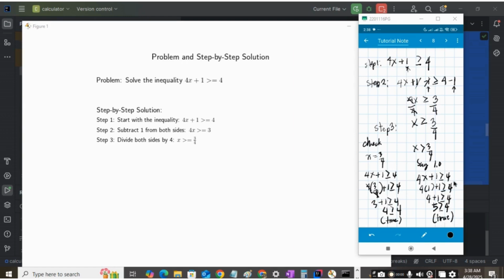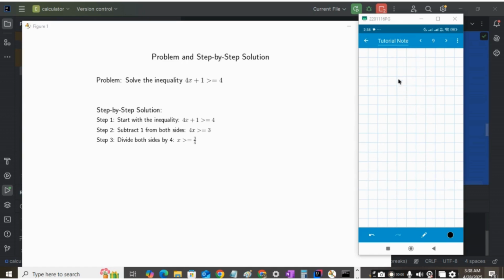So let's check if, for example, x is less than 3/4. As we all know, the solution is x greater than or equal to 3/4. But let's see if, say, it is less than 3/4. Let's agree on the number 0, for example. That's quite easy to substitute. 4x plus 1 is greater than or equal to 4. This time, let's plug in 0.